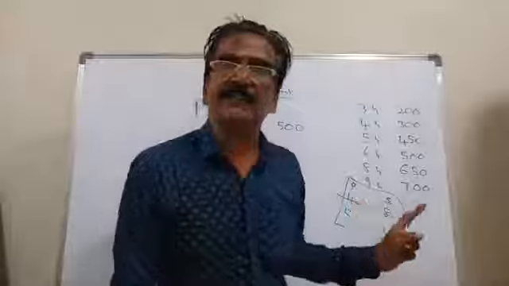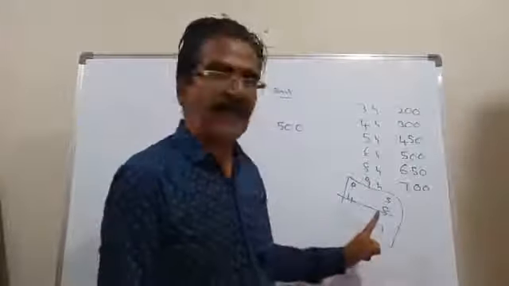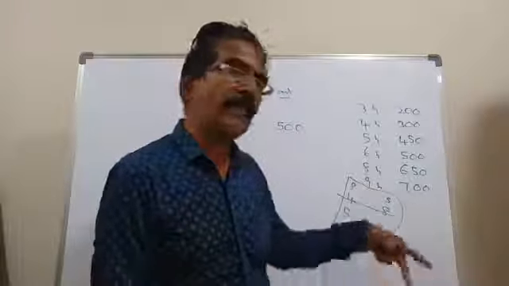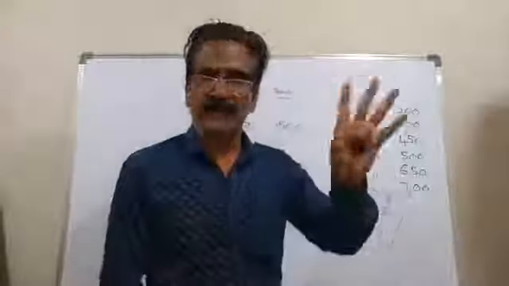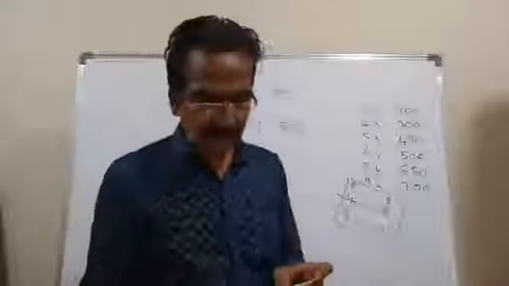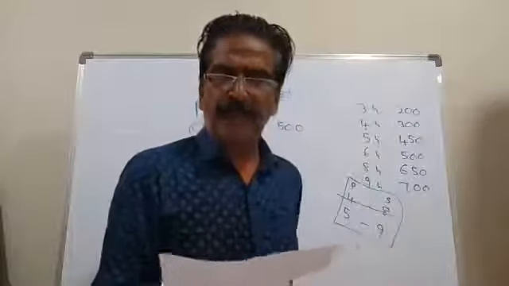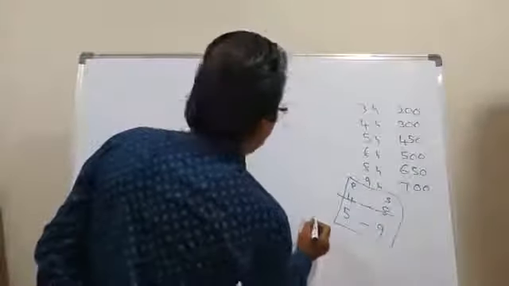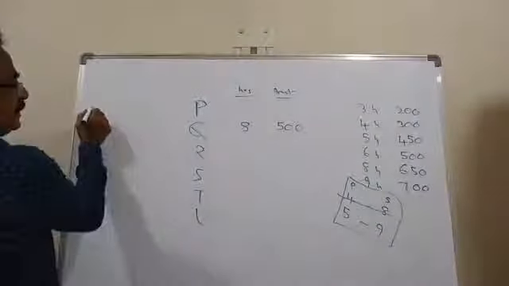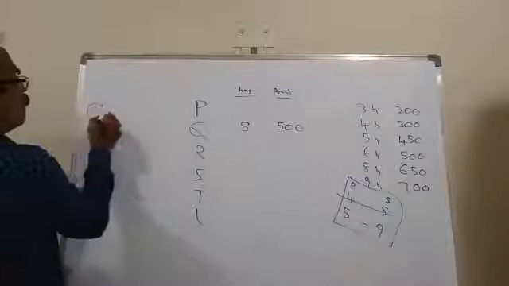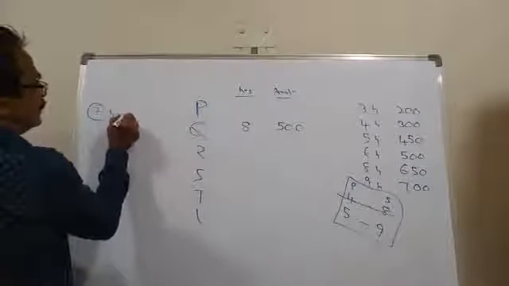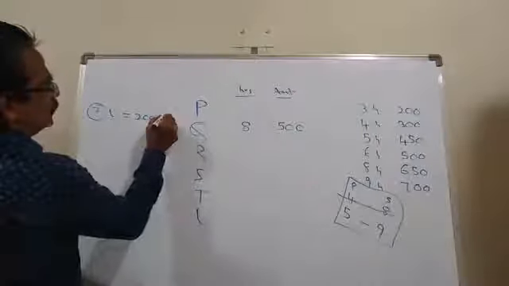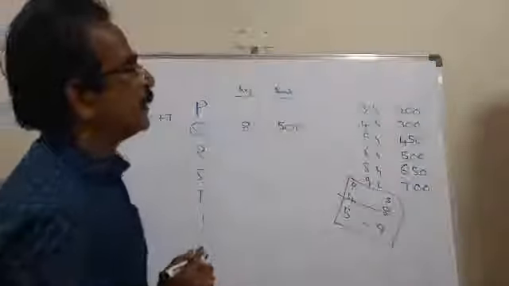So now we are left with only one choice, that is 5 and 9. P5 S9 or P9 S5. Right? Next one. U earns 200 rupees more than T. Here I am writing, friends. U earns 200 rupees more than T.